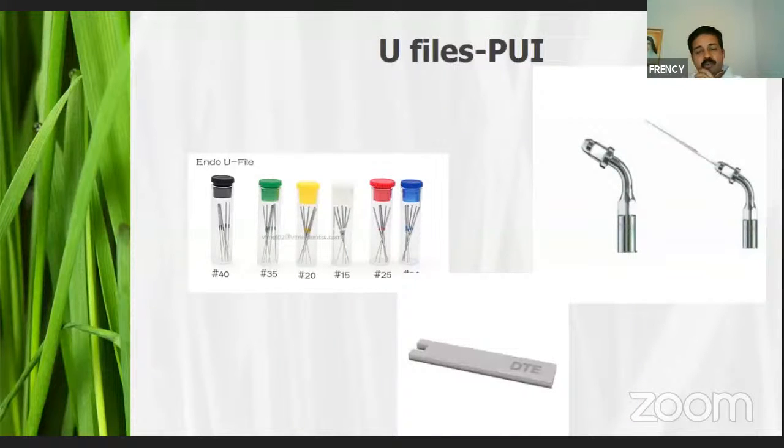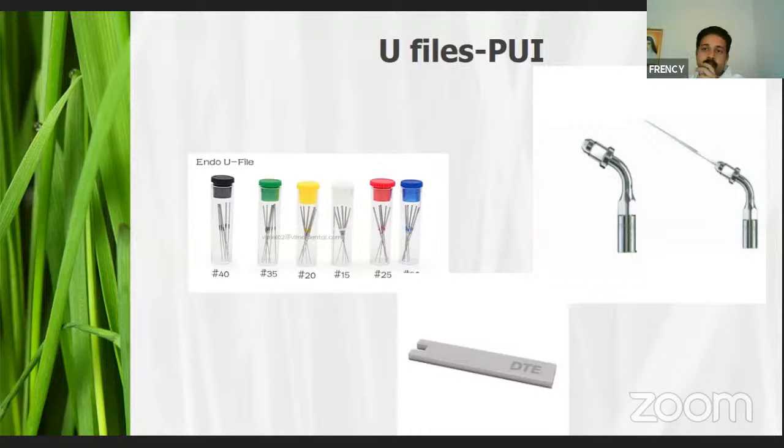Then passive ultrasonic irrigation, you can use U files. U files are similar to K files. Different sizes are available. Usually 15, 20 and 25 can be used according to the size of the canal. And they can be attached to the U file holder with a specialized chuck, and they can be attached to our normal scaler unit.